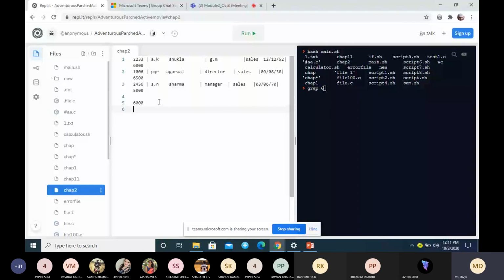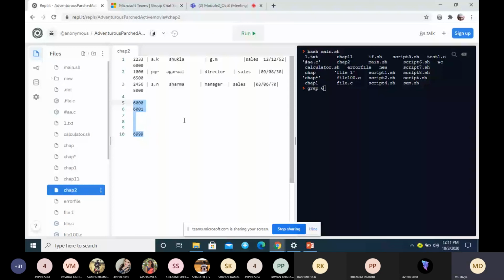It can have values till 699. Clear with the question, right? I want to match this line. It can have 6,000 till 6,999. So 7,000 and above should not be listed, and below 6,000 should not be listed. For that we have to write the grep command.